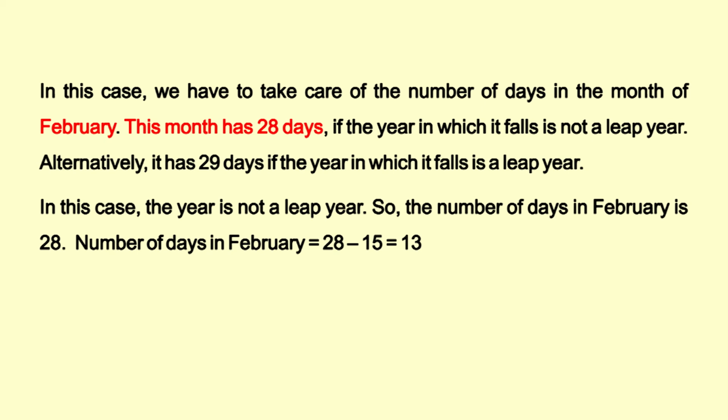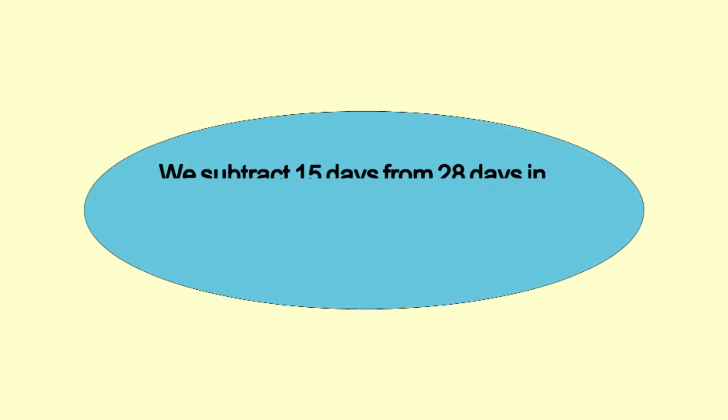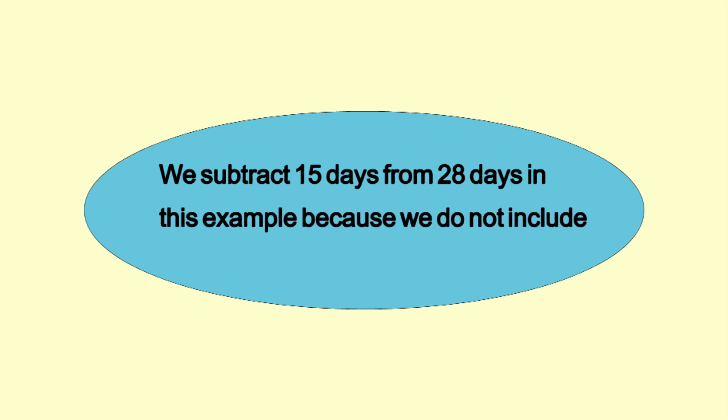Number of days in February is equal to 28 minus 15 is equal to 13. Remaining days is equal to 30 minus 13 is equal to 17. Hence, the inoculation program would be started on March 17. We subtract 15 days from 28 days in this example because we do not include the 15th day in our calculations.